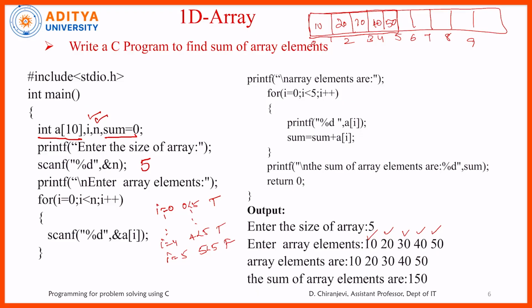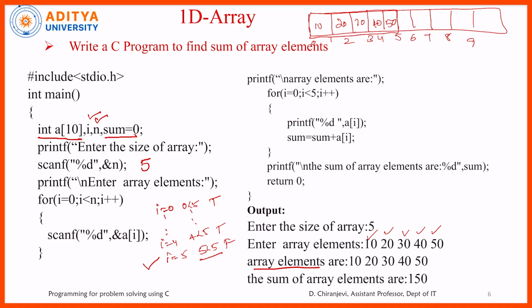By the time this condition becomes false, 5 less than 5, you will have read all 5 elements: 10, 20, 30, 40, 50, and they will be stored in the memory. Now 5 less than 5 is false, so control will come outside the loop. Now it will display the message "array elements are". After displaying that, you display all the 5 elements again.